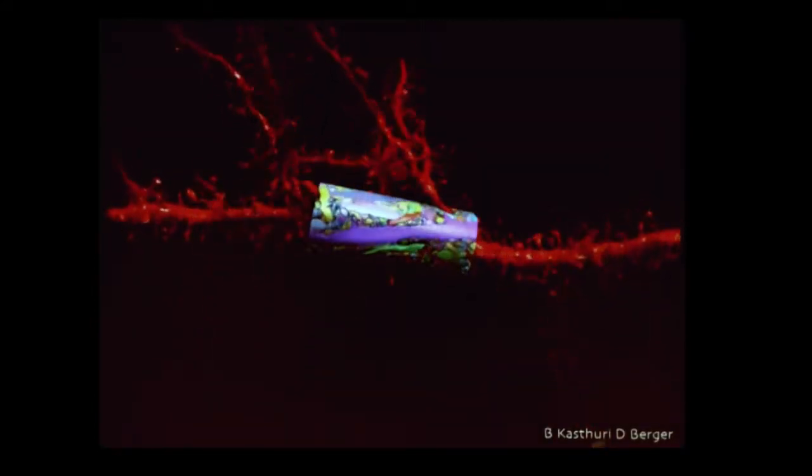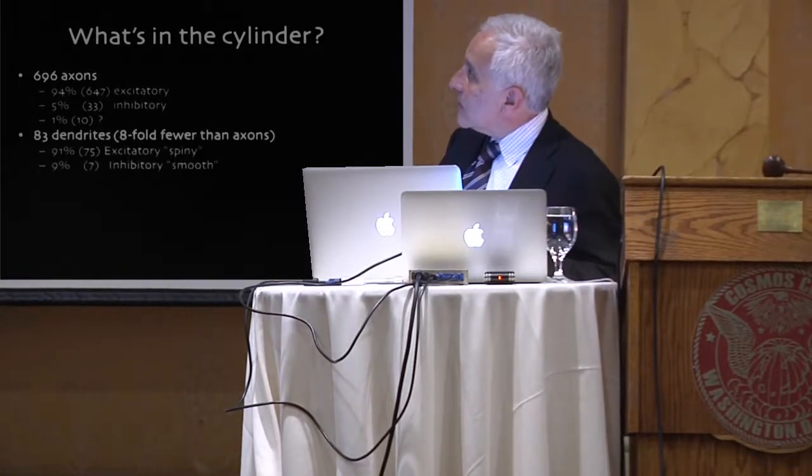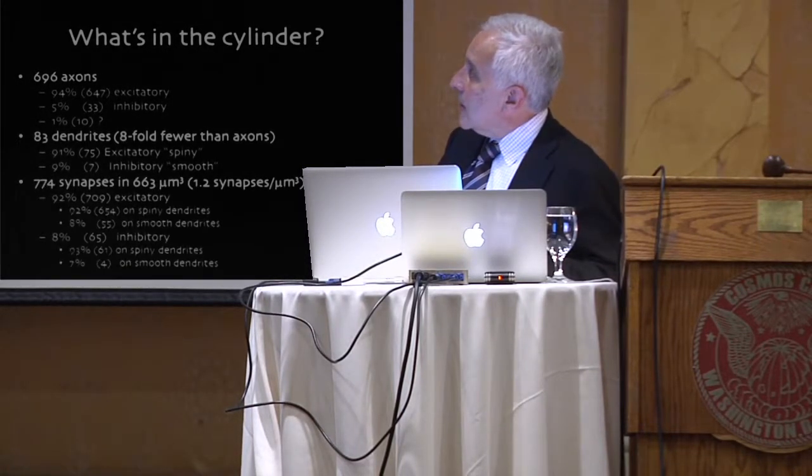So let's see what's in that cylinder. And this is where the talk takes a very depressing turn. There's way too much stuff in there. That is way too much stuff for a human brain to deal with. And remember, we're talking about 1 billionth of a brain, but we've itemized every one of those things. There are 700 axons, there's 83 dendrites, there's 774 different synapses.